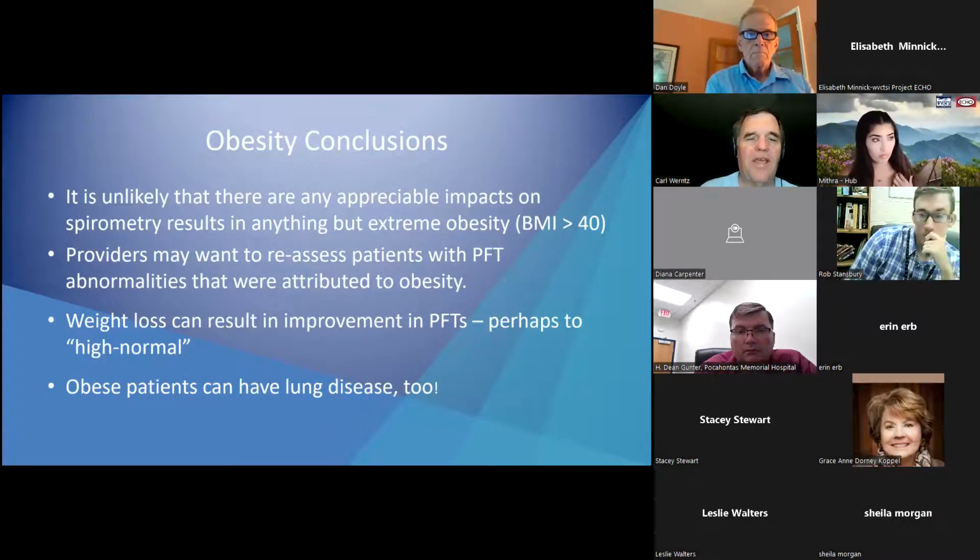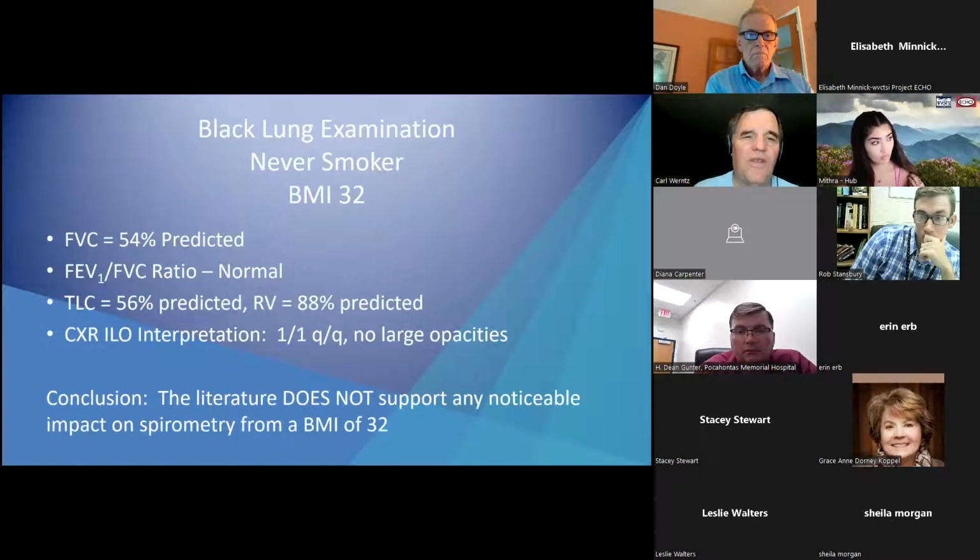So back to my case, we started with an FVC of 54% predicted and a normal ratio. My conclusion is the literature really does not support any noticeable impact on spirometry from a BMI of 32, which is what our patient had. And so his FVC changes are completely due to some other lung disease other than obesity, like his black lung, for example.